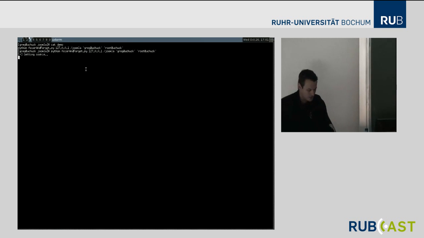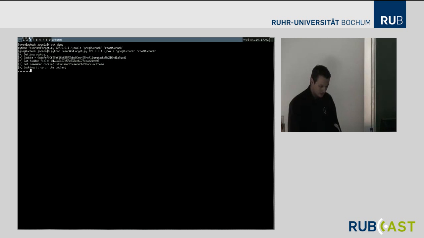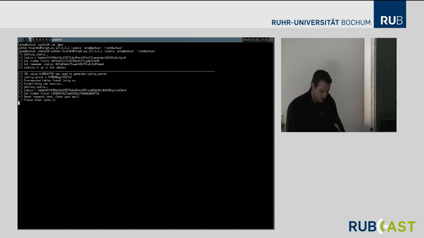Okay. And now it tells us, okay, it's getting the cookie. This is the cookie value. Now it's looking up the cookie value in the tables. Now you could see my hard disk blinking. And it's going to take a second or two. Yeah. And now it says, all right, this is the CRC value that was used to generate config.secret.